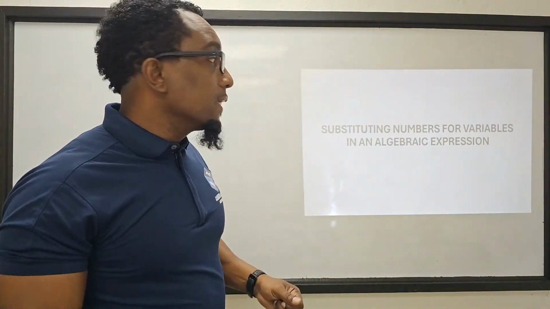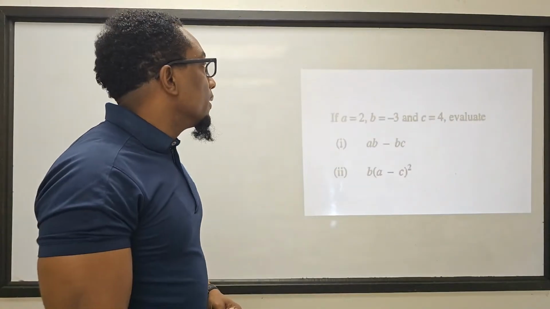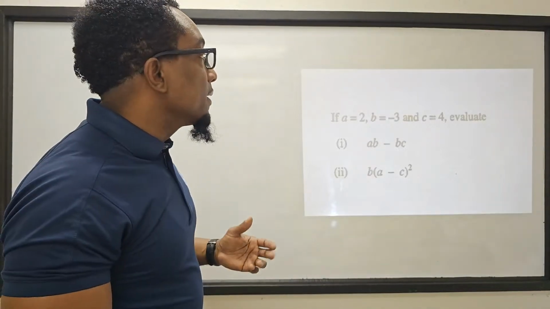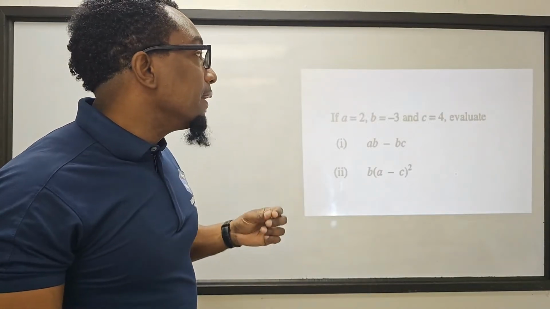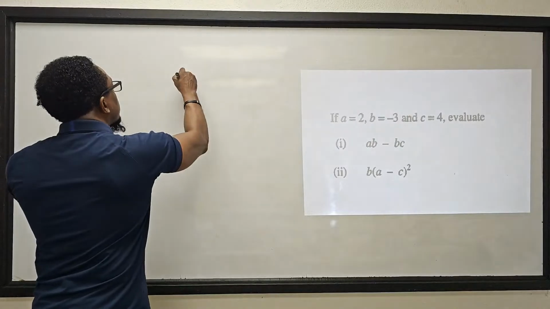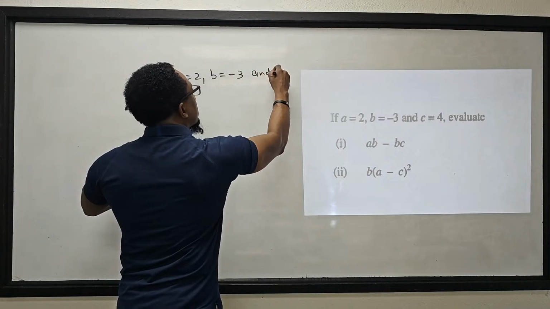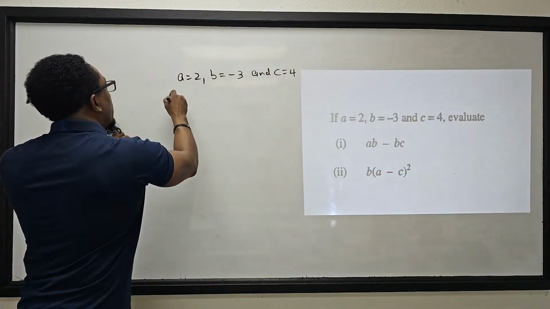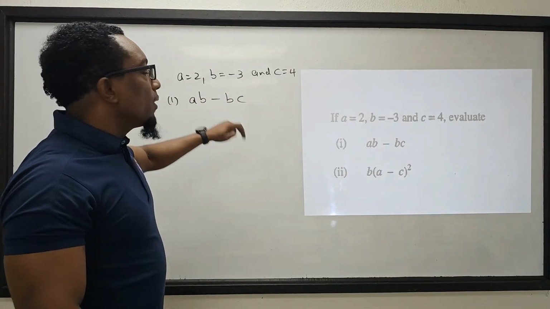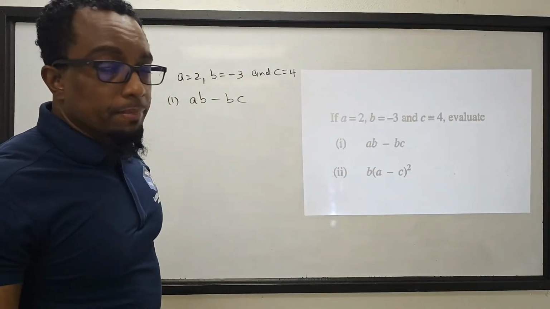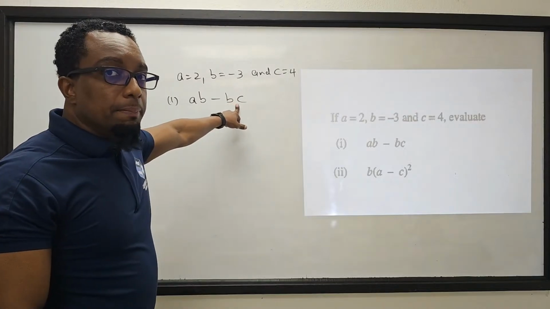So let's look at substituting numbers for variables in an algebraic expression. If A is 2, B is -3, and C is 4, they want us to find the value of AB subtract BC. So A is 2, B is -3, and C is equal to 4. So we're going to replace all these variables with the numbers given. AB means A multiplied by B, BC means B multiplied by C.